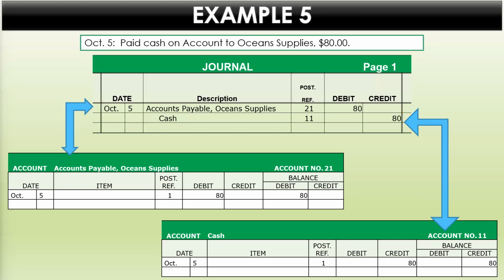In the cash ledger, we start with the date. We enter the amount, it's an $80 credit. Extend the balance, $80 credit. In the post reference, we have 1 which traces back to the journal page 1. And then back on the journal, we entered 11 in the posting reference for cash because that's the account number for cash.